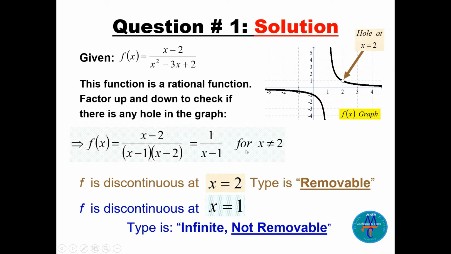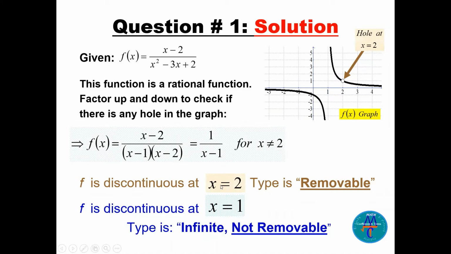That means x cannot be 2 in that case. So the function becomes 1 over x minus 1, which is a rational function also. See, this is a rational function, vertical asymptotes at 1, and x cannot be 2, so there is a hole here at 2. Now let's discuss the discontinuity.